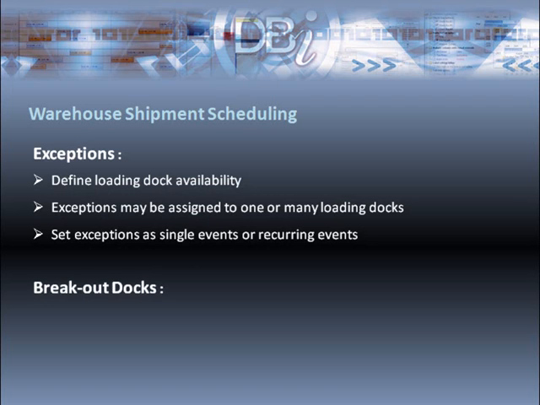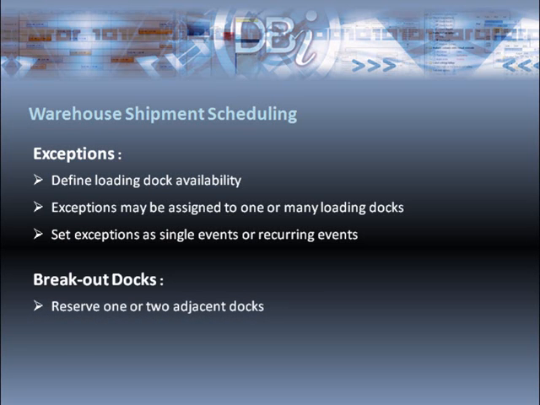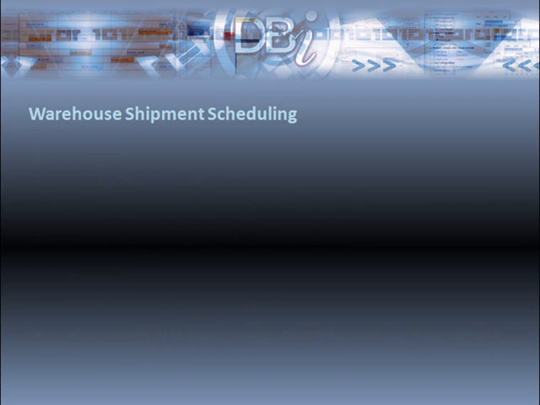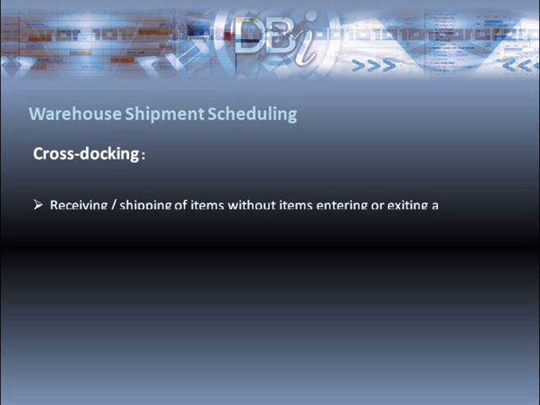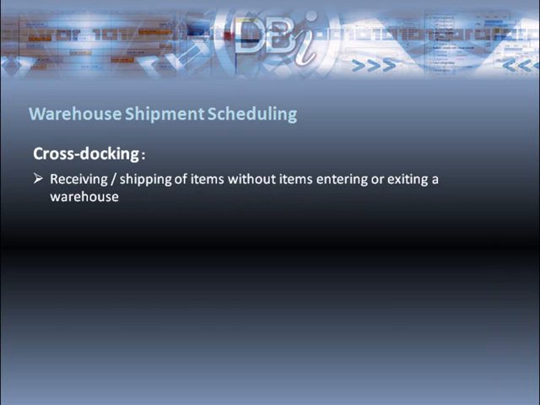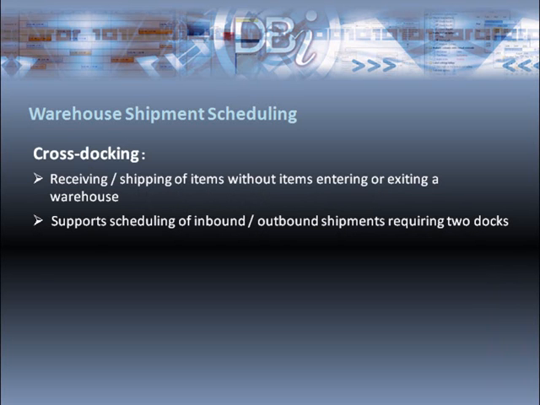Breakout docks allow for the reservation of one or two adjacent loading docks when space is required to assemble or disassemble loads prior to shipping or as part of a receiving process. Cross-docking is the process of shipping or receiving loads without the items entering or exiting the warehouse. The concept of cross-docking supports the scheduling of inbound or outbound shipments requiring two adjacent loading docks.